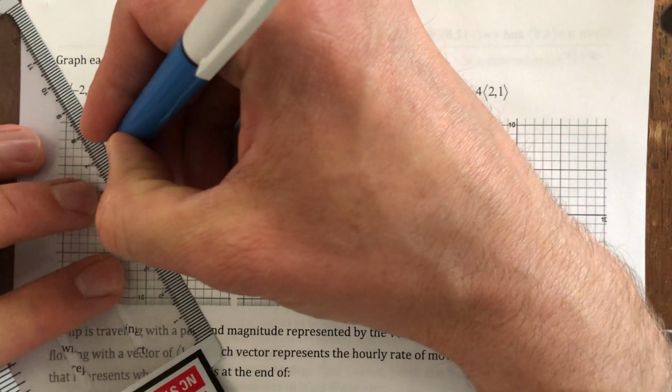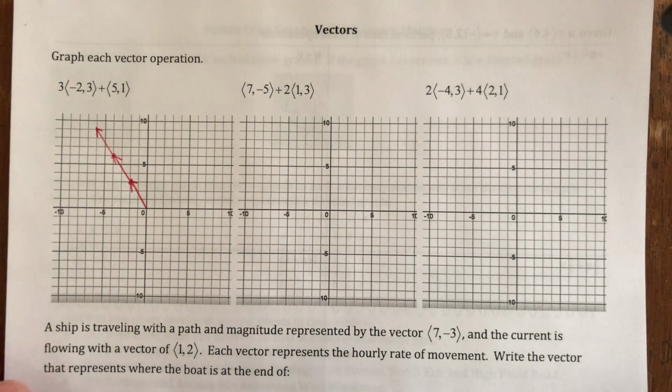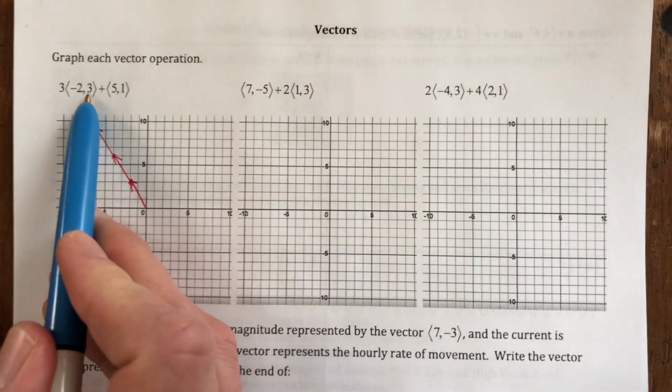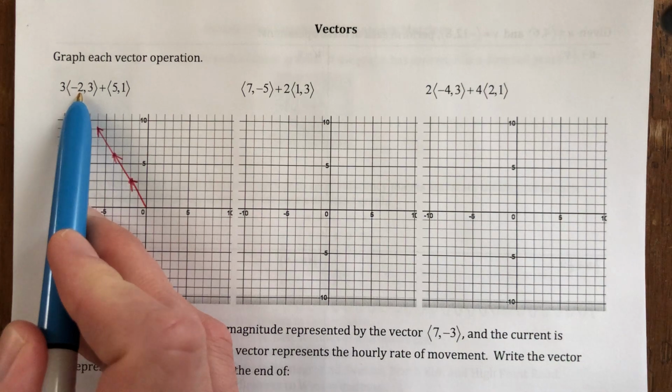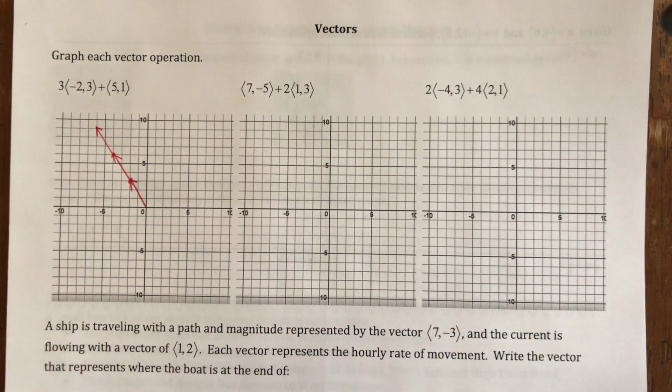There's our third one. These are kind of self-explanatory. You know how to plot points, so you know which directions to go. Now, you could have gone ahead and done 3 times this and 3 times that, and you would have had -6 and +9, and you could have gone back 6 and up 9. It works that way too.